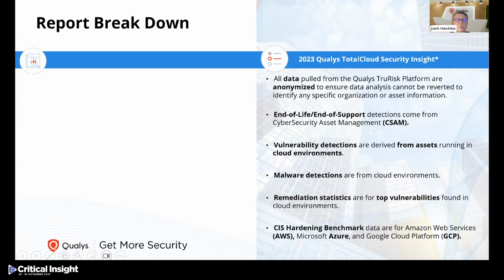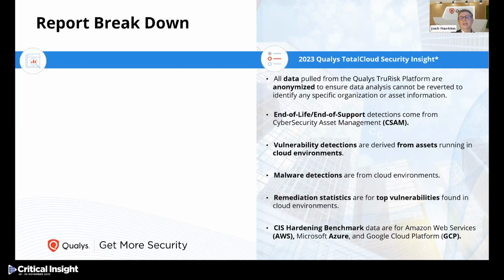So first, the data was pulled from our TruRisk platform. And of course, it was anonymized for my privacy friends out there. None of the data can be traced back to a customer. We got the end-of-life, end-of-support detections from our cybersecurity asset management, also known as CSAM, product. And this may sound a bit elementary, but also the vuln detections are derived from the assets running in clouds, same concept for malware detections, and the remediation statistics are for the top vulnerabilities found in cloud environments.